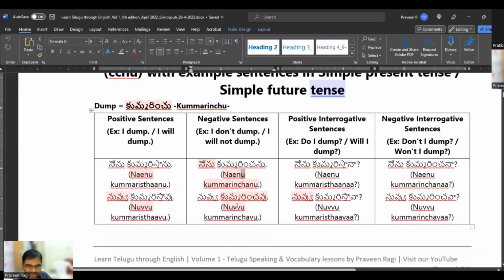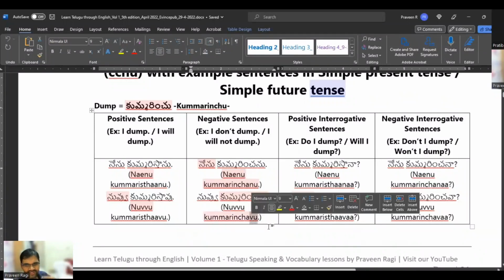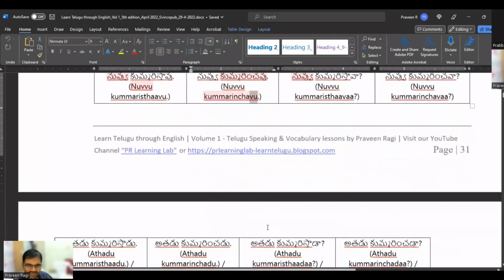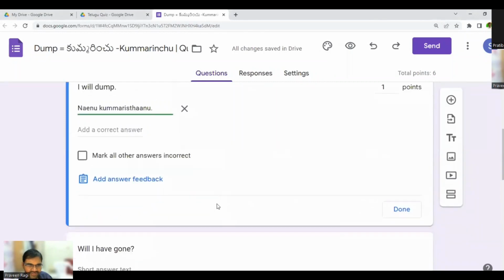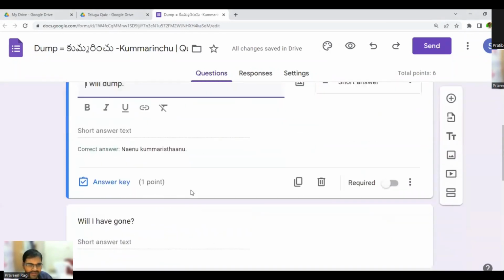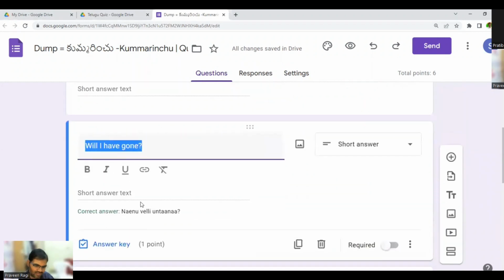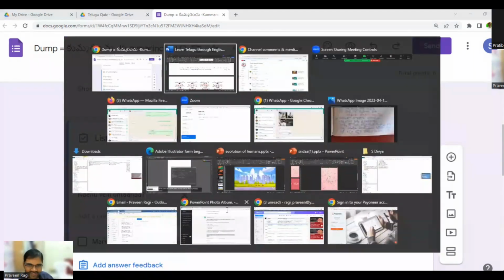I don't dump or I will not dump. Similarly, you will not dump means nuvu kummarinchavu, like that. Now let me write another sentence: he will not dump. Try this one. Look at this example.